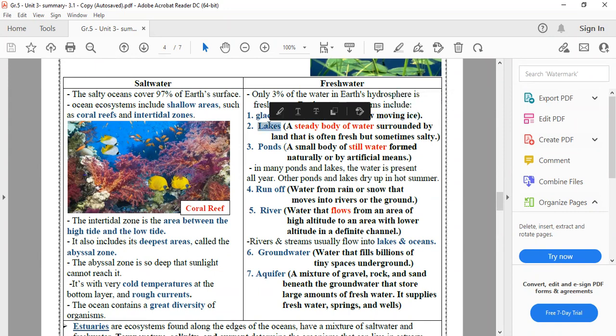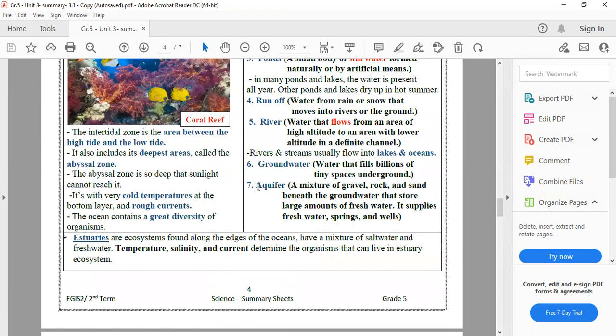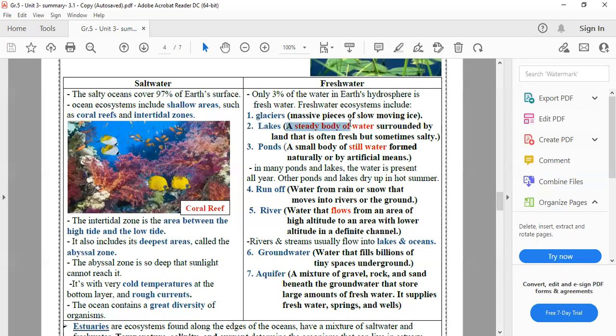Yes, and we have lakes. We all know the lakes. A lake is a steady body of water surrounded by land, and it is often fresh, but sometimes salty. And we have ponds. Ponds are like very small lakes, a small body of water formed naturally or by artificial means. These ponds can be made in nature or can be man-made.